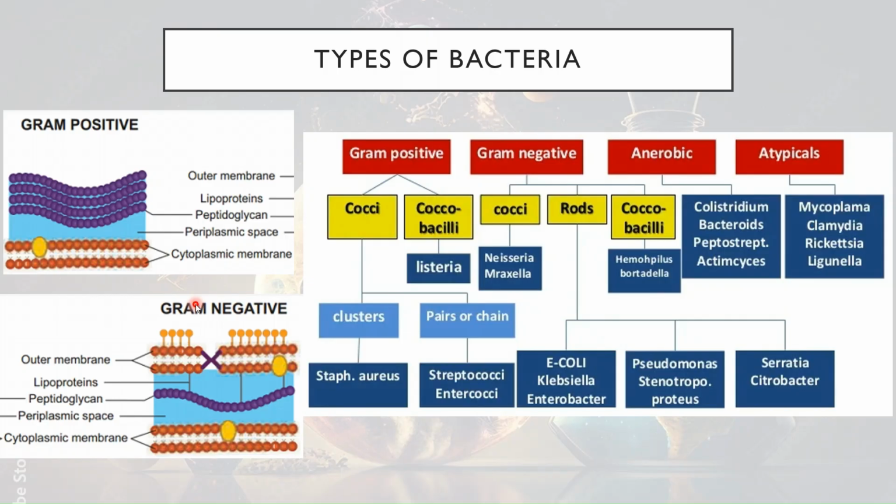Other types of classification are also provided here, like aerobic bacteria and atypical bacteria, with examples, right? Generally, gram positive bacteria can be easily killed because they are made up of protein, whereas gram negative bacteria can't be killed easily because the outer surface is made up of lipids. And generally, gram positive bacteria occupy the outer surface of the body, and gram negative bacteria occupy the inside. So the bacteria which go inside your body are generally gram negative bacteria.